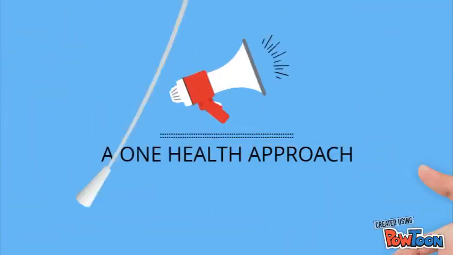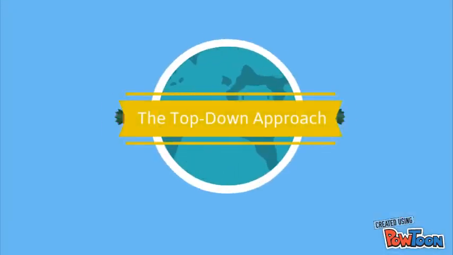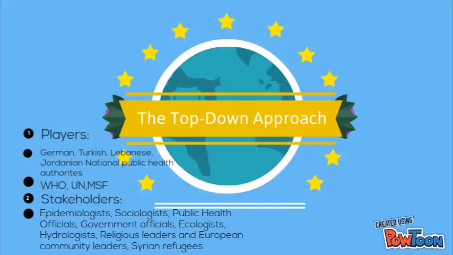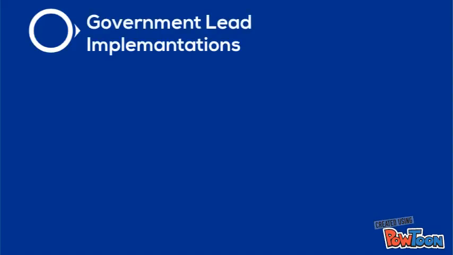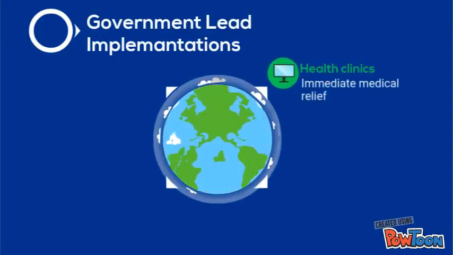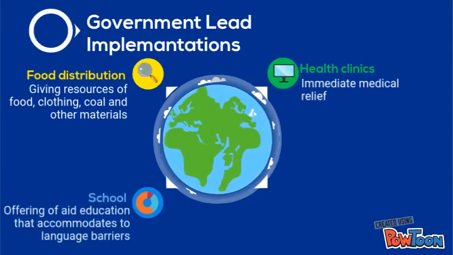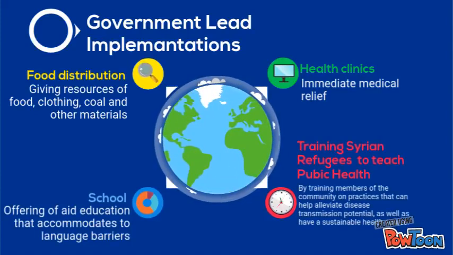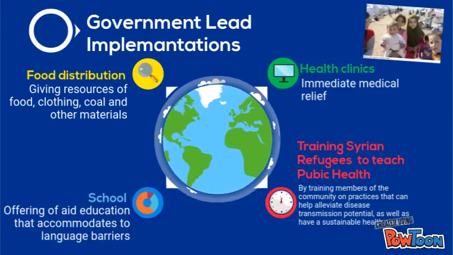a One Health approach. For the top-down approach for controlling the amount of disease transmission amongst the Syrian refugees, the involvement of multiple national health authorities and leaders is necessary. Organizations such as the World Health Organization, the United Nations, Doctors Without Borders, the German, Turkish, Jordanian, and Lebanese government officials and legislation will need to be involved and considered. Government-led resources such as clinics for immediate medical attention, food distribution, and schooling sites for children can be organized and funded through governmental implementation, as well as the training of Syrian health leaders for preparation and response teams in case of epidemic.